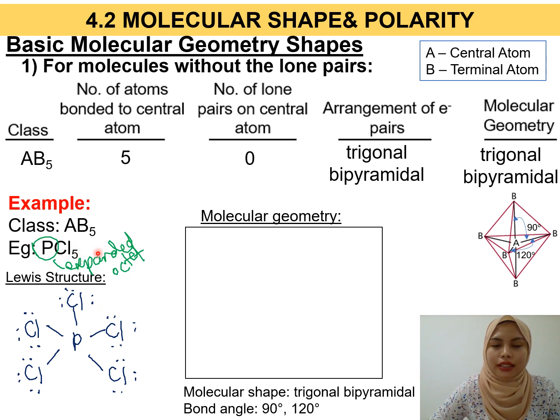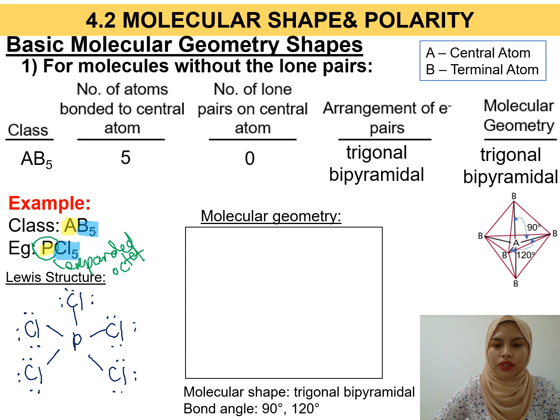Okay? Next ialah bila you tahu P ni dia tak ada lone pair, maksudnya dia tergolonglah di dalam basic molecular shape. And then also dia hanya ada satu central atom and also 5 terminal atom. Okay, so dia tergolong di dalam kelas AB5. So bila dia tergolong dalam kelas AB5 and the central atom tiada langsung lone pair, makanya the shape will be trigonal bipyramidal. So how do you want to draw it?